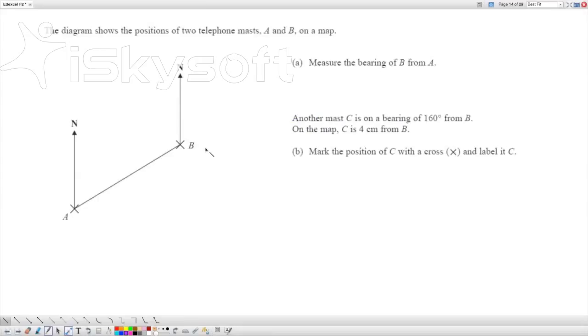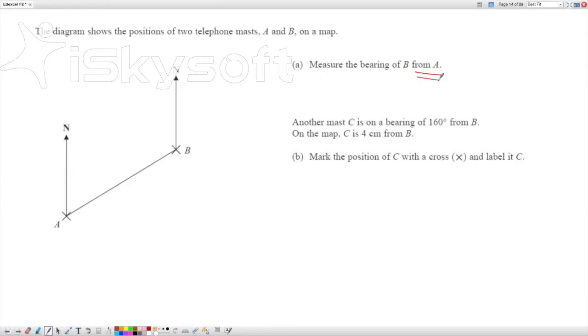This diagram is about bearings. We're first asked to measure the bearing of B from A. Really key part here, from A. That means we're starting at A. From A, north line, clockwise, around to this point here.